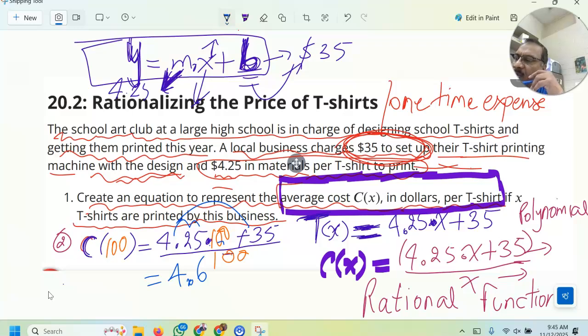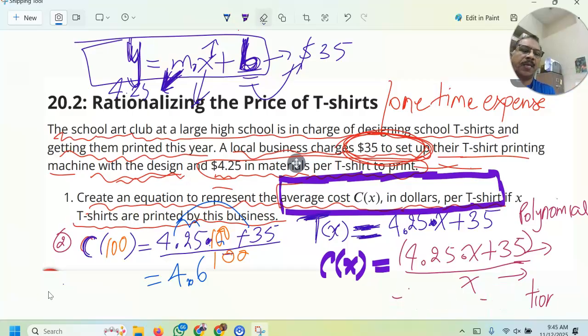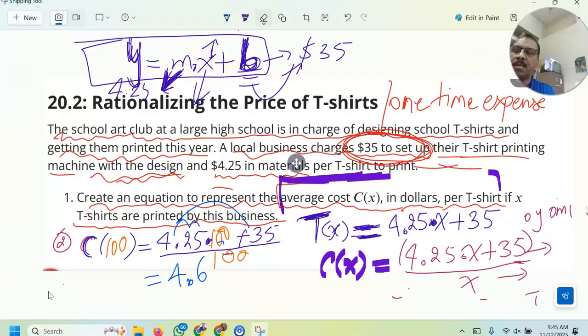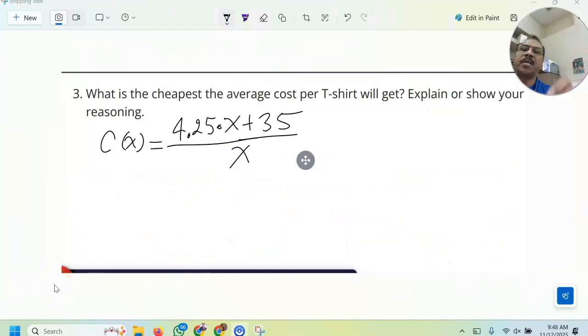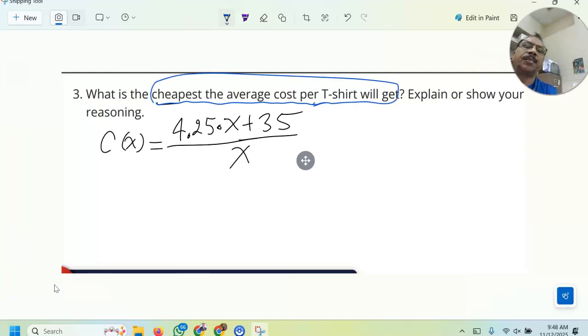So what is the cheapest the average cost per t-shirt will get? Explain or show your reasoning. Okay, this is the important piece. So let me wipe this off. This is the equation which is important. The question is asked, let me take a marker. How many t-shirts should be ordered so that the cost will be the cheapest? The cheapest will go to what?